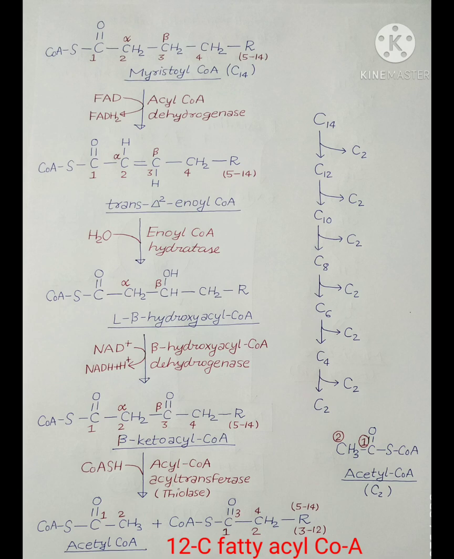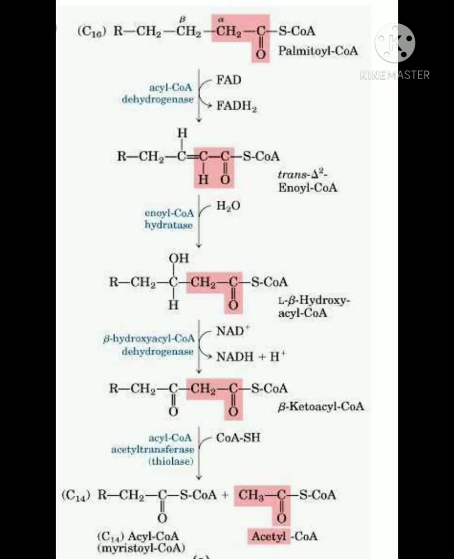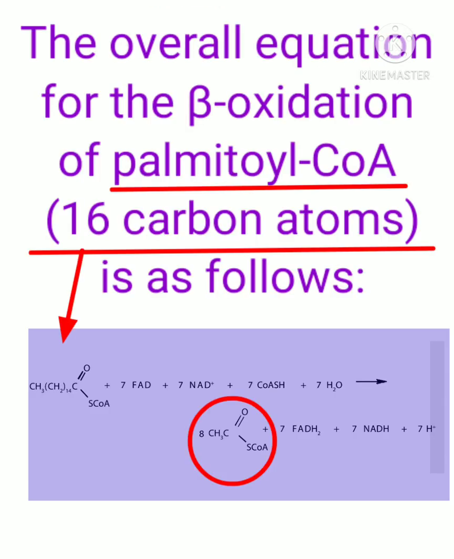This 12 carbon compound will again follow the above 4 steps, and finally 7 molecules of acetyl coenzyme A will be formed from a myristoyl coenzyme A. Similarly, if there is a 16 carbon fatty acid, that is palmitoyl coenzyme A, it will break down into 8 molecules of acetyl coenzyme A.